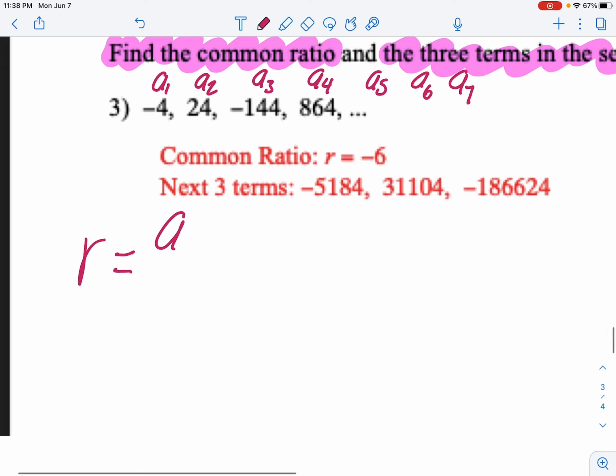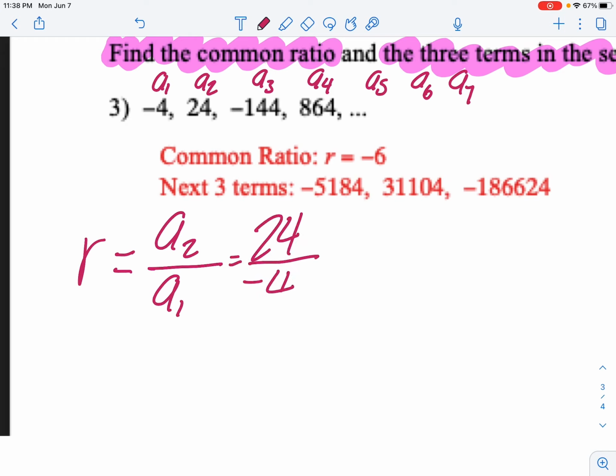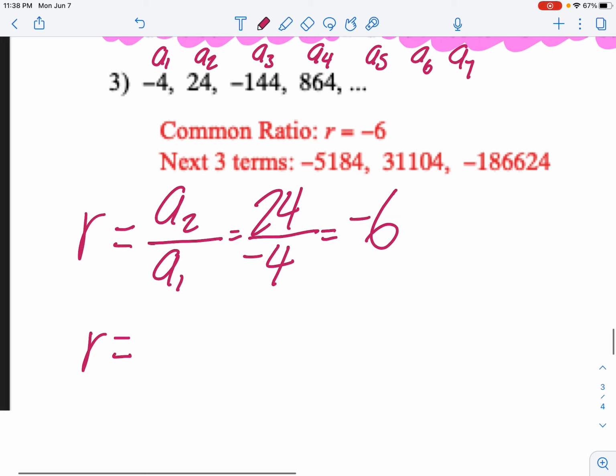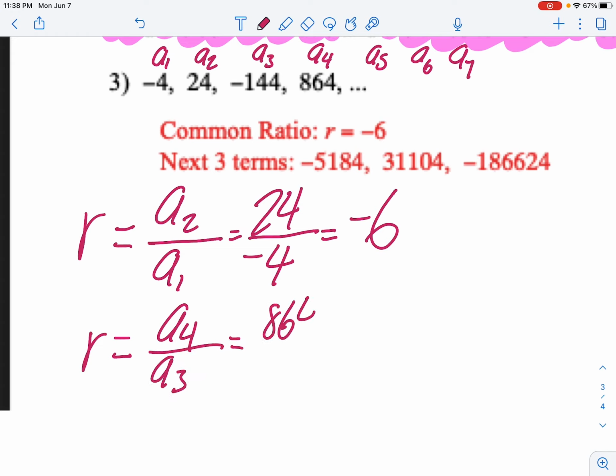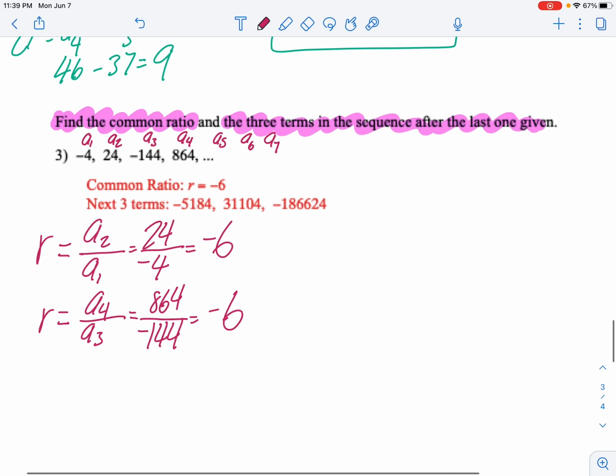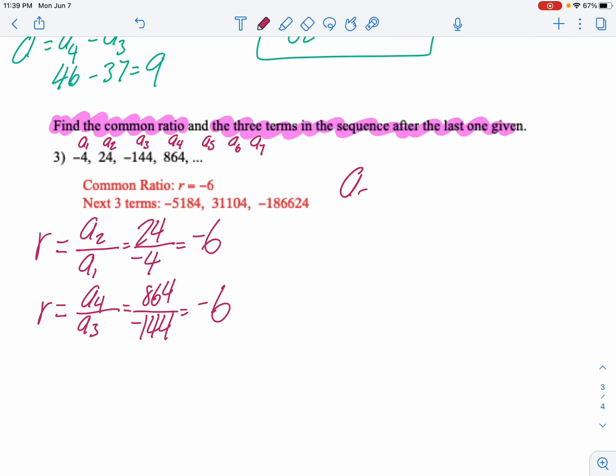Our ratio, since we're multiplying to get to each number, I'm going to do a2 divided by a1. So 24 divided by negative 4, and that gives me negative 6. And just to double check, I'm going to say 864 divided by negative 144. Actually, I forgot to write down which terms that is. This is the 4th term divided by the 3rd term. Now this is 864 divided by negative 144, and that gives me negative 6. Look at that. So I'm going to multiply by negative 6 every time.